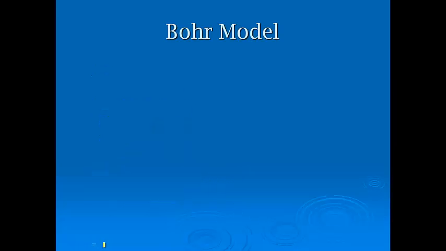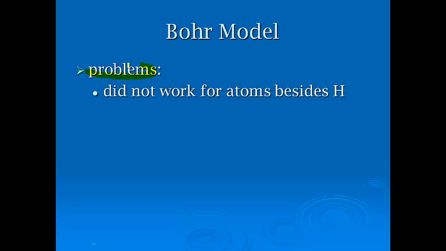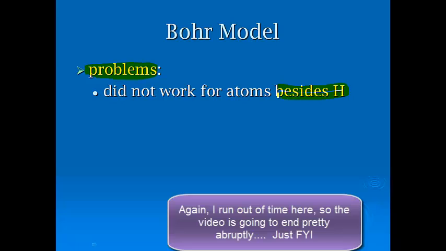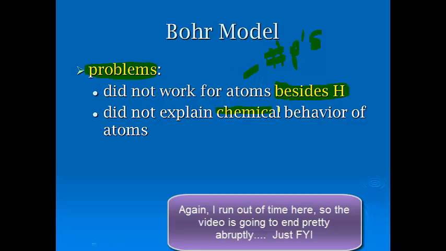Just bear with us. Like all good models, there were some problems with it. Problem number 1 is it didn't work for any atom besides hydrogen. Well, that's a problem because we've got 92 naturally occurring types of elements that are all different types of atoms because they have different numbers of protons. So for anything past 1, we were up a creek. And then secondly, it did not explain the chemical behavior.